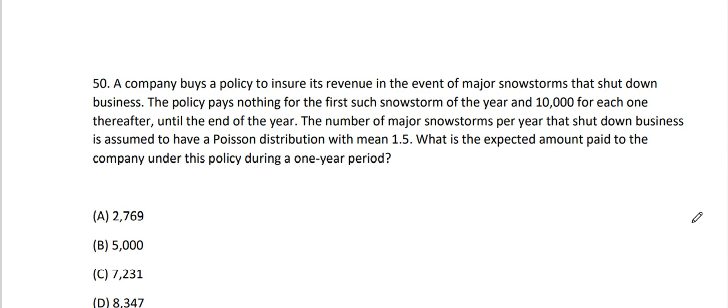Okay, so for this one, what we want to find is the expected amount paid to the company under this policy. So this is just finding the expected value for payment. Okay, so let's say, how much they will pay.